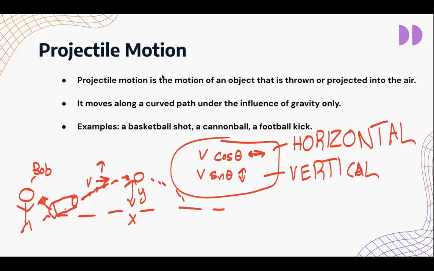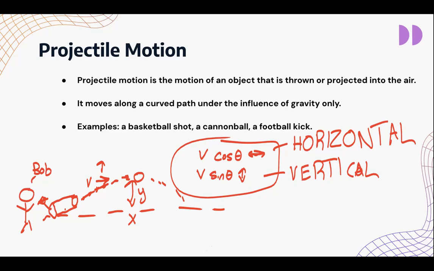Do you guys have any questions? You can almost just think of it like taking the velocity and splitting it into two different parts, horizontal and vertical. When you think of horizontal and vertical, just associate horizontal with cosine theta and vertical with sine theta. So, V cosine theta.